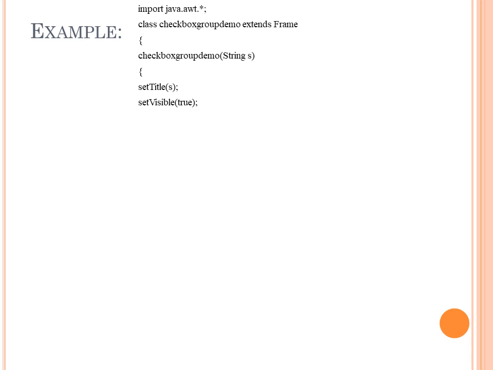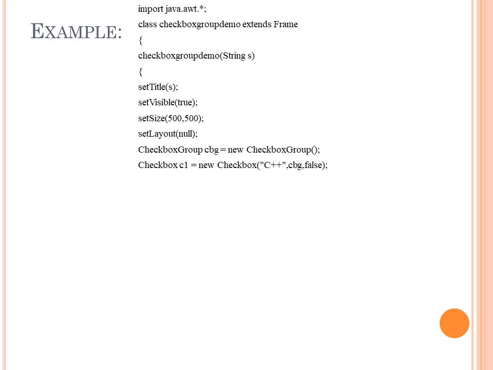Now we'll see the example for checkbox group. Firstly, we have to import the java.awt package. Secondly, you have to write the class name as class CheckboxGroupDemo extends Frame. Then you have to write the four frame methods, that is set title, set visible, set size, and set layout. Now over here you have to write CheckboxGroup. Then the object name is cbg is equal to new CheckboxGroup.